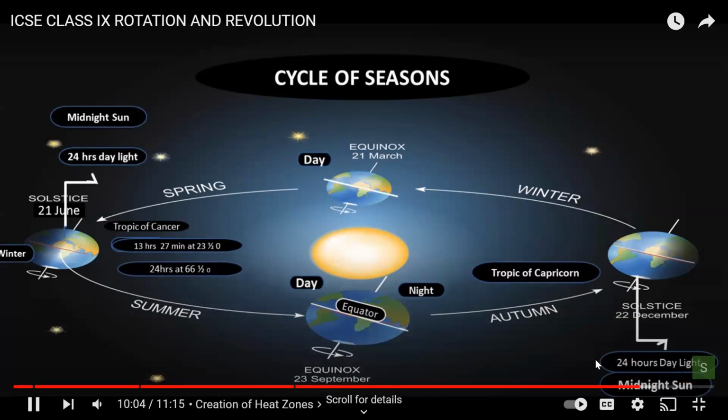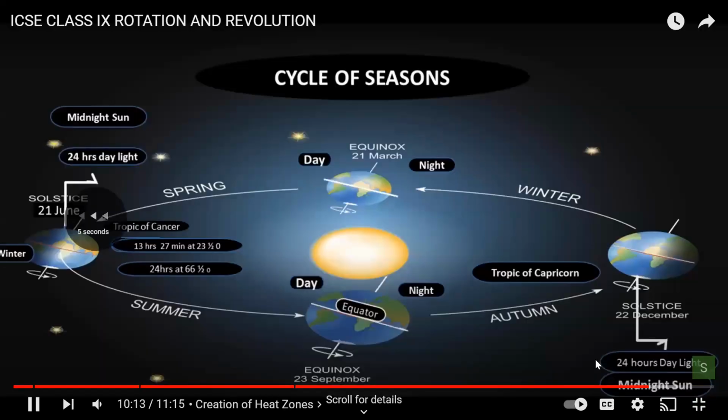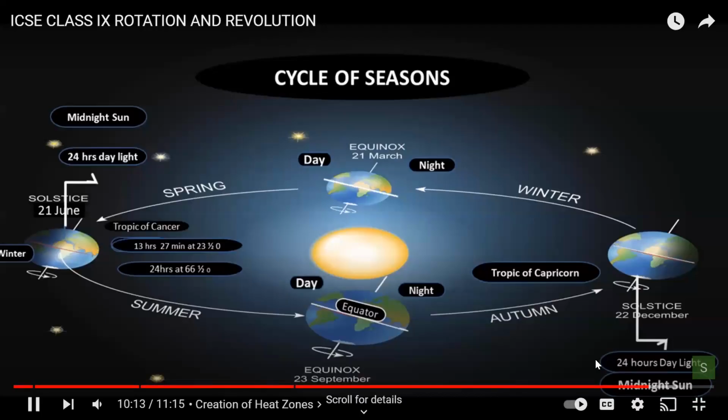On this day, it is spring in the northern hemisphere and autumn in the southern hemisphere. Twilight in low and high latitudes.